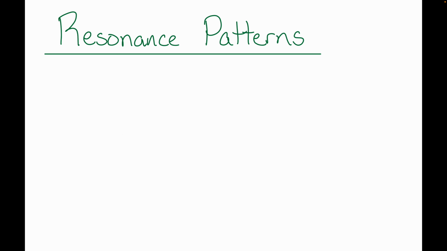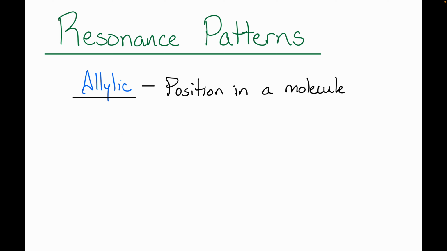Actually, before we introduce these resonance patterns, there's a vocab word that I've got to throw at y'all, and that is allylic. So, what does it mean to be the allylic position? This is the position in a molecule one removed from a double bond. Let's call it actually just a pi bond. We'll make it more general.